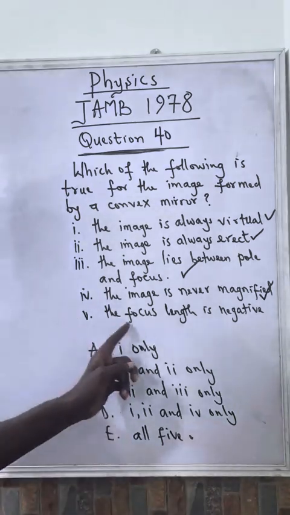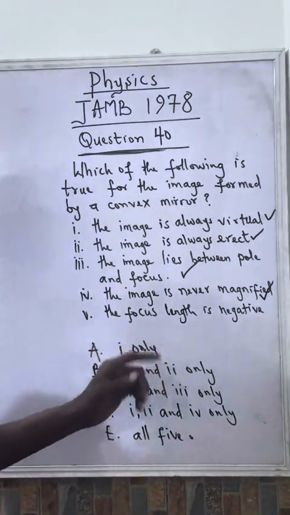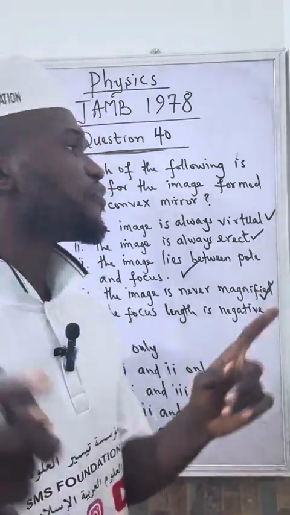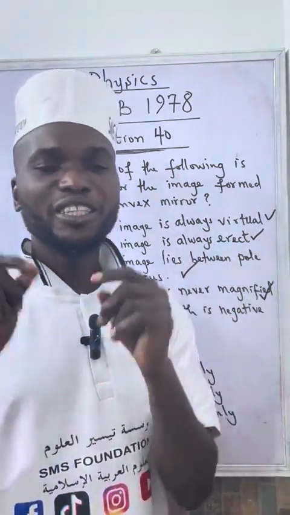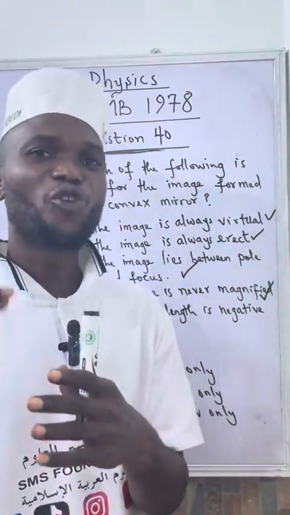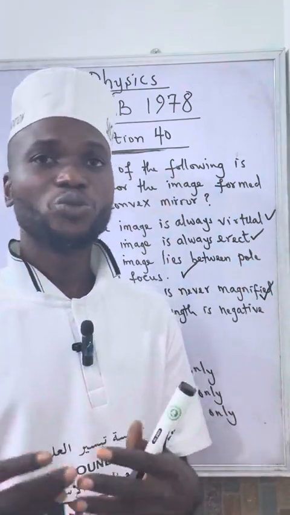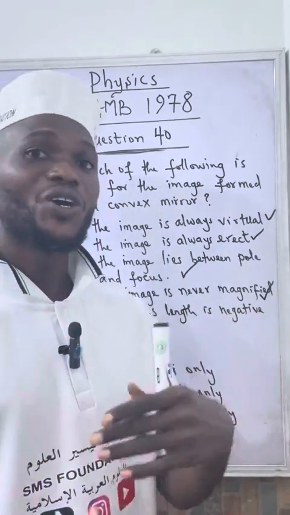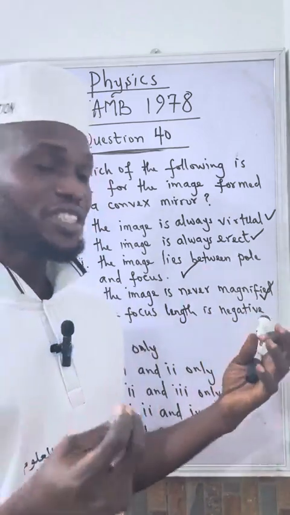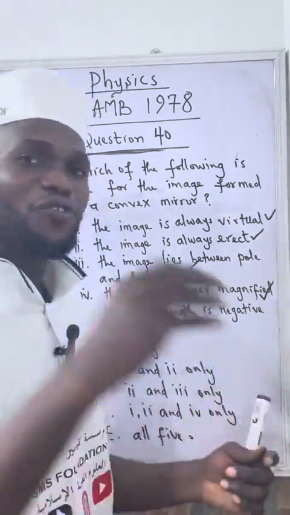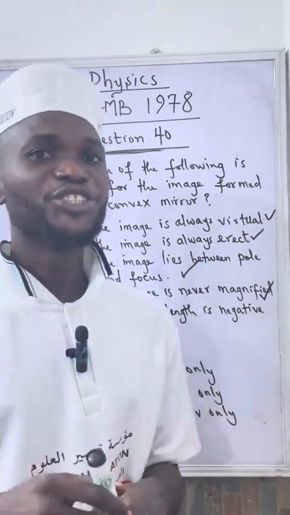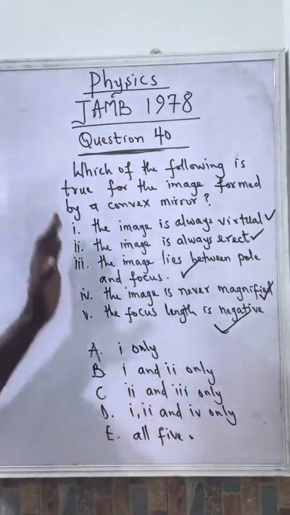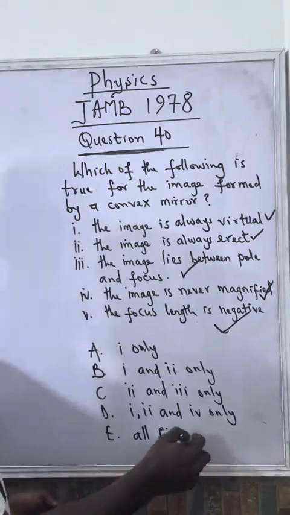Let's go for 5. The focal length is negative. That is also correct, for every virtual image always has a negative focal length. That's according to the Cartesian format, or even the conventional format. So the focal length of a virtual image is always negative. This is also correct. That means the correct option for this question is option E, all 5. So you go for E.